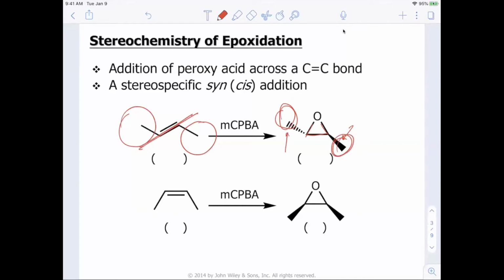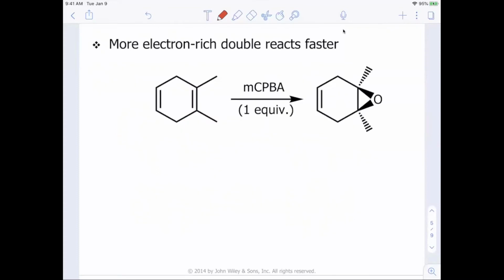If, however, our alkene is cis, shown down here, where our two big groups are on the same side, then our epoxide is also going to have those two big groups on the same side. So if your alkene is more electron rich, then our reaction actually happens faster.